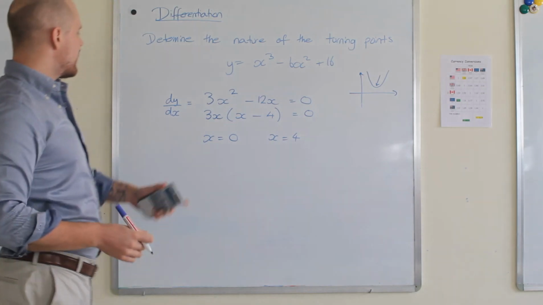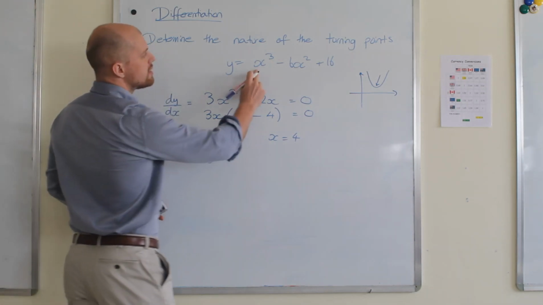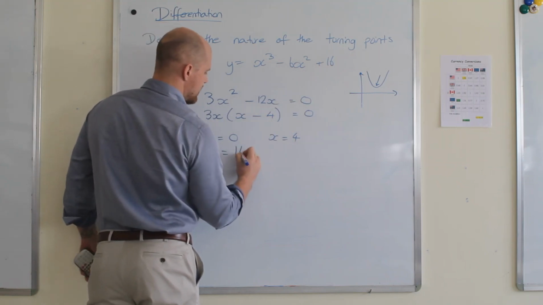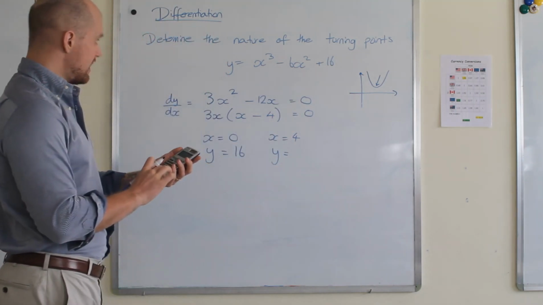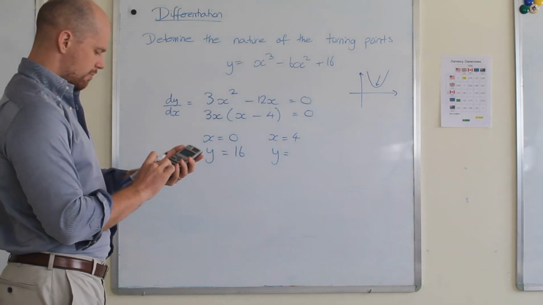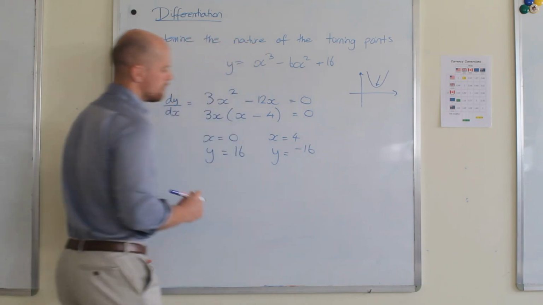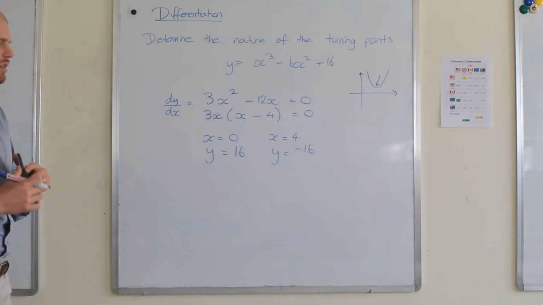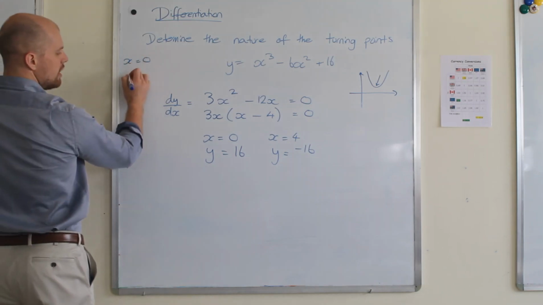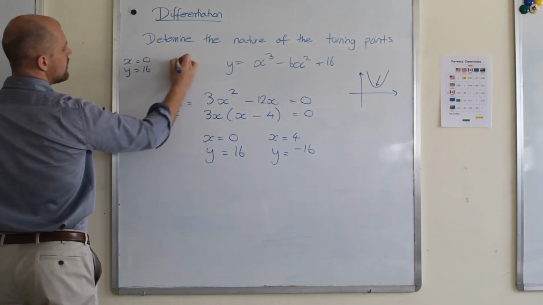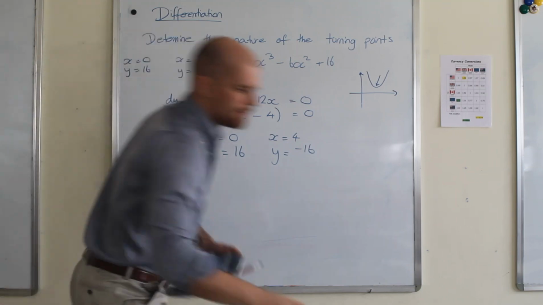Now, to find the y values, we just put them in here. When x is 0, we get 16. And when x is 4, just use your calculator because it's probably easiest: 4 cubed minus 6 times 4 squared plus 16, you get minus 16. So these are the coordinates of the turning points. I'm just going to write them up here so I can rub everything out. x equals 0, y equals 16; x equals 4, y equals minus 16.